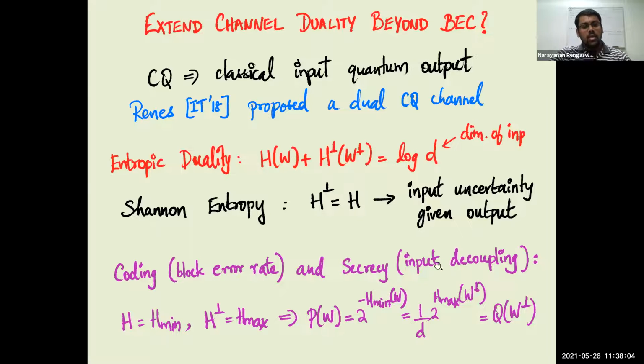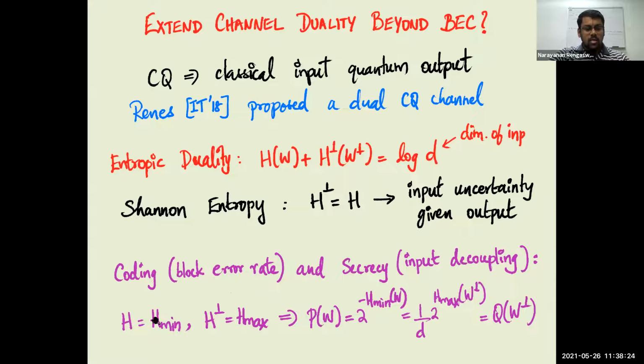Now let me clarify that when I say secrecy on the dual channel W perp, what I mean is that you have a secret message, but the channel to the intended recipient is perfect. But the channel to the eavesdropper is W perp. So only the channel to the eavesdropper is non-trivial.